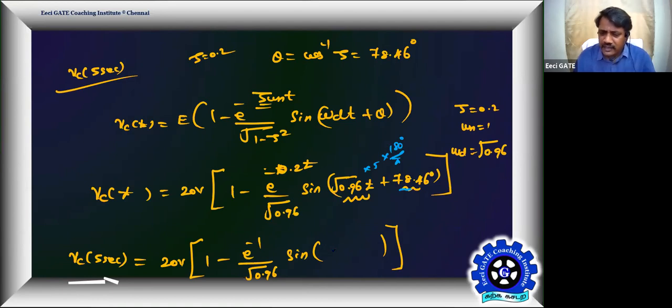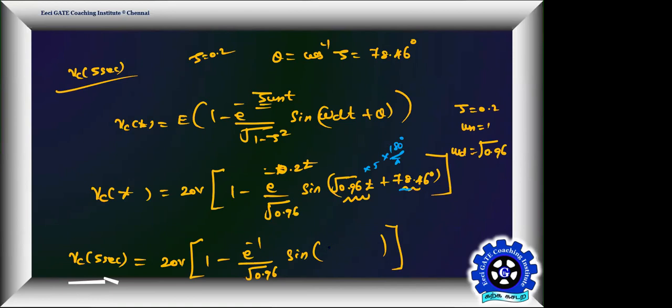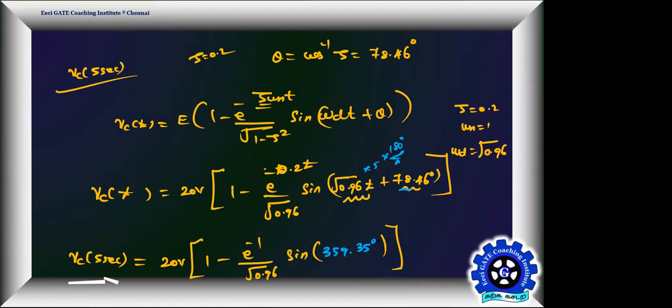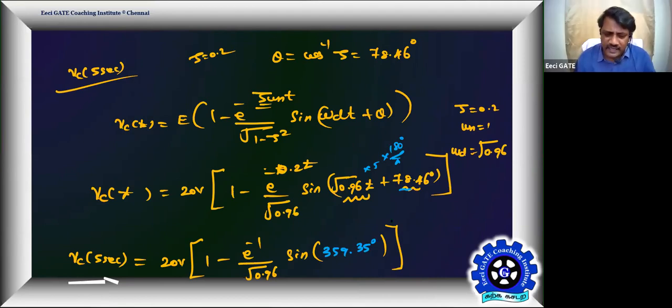What is that number? Angle, please. Sine of what angle? 359.35 degrees. Okay. Almost sine 0, right? Yes or no? Yes, sir. Okay. Tell me what is the exact value of VC at 5 seconds? It's not going to be 0. That value will exist. So find out VC at 5 seconds.